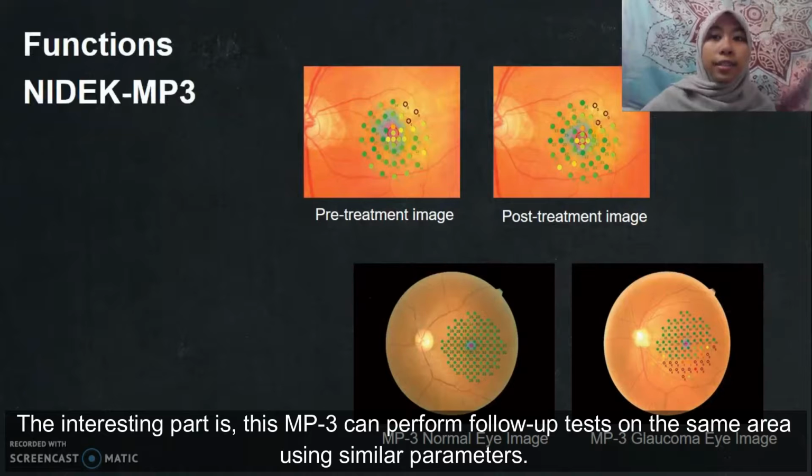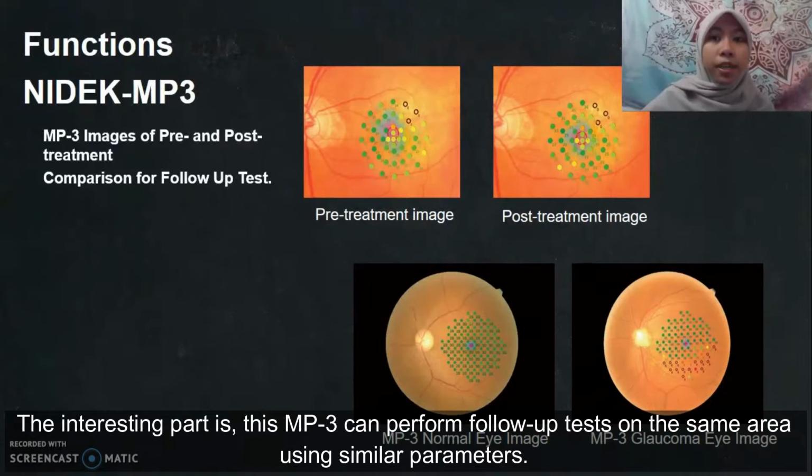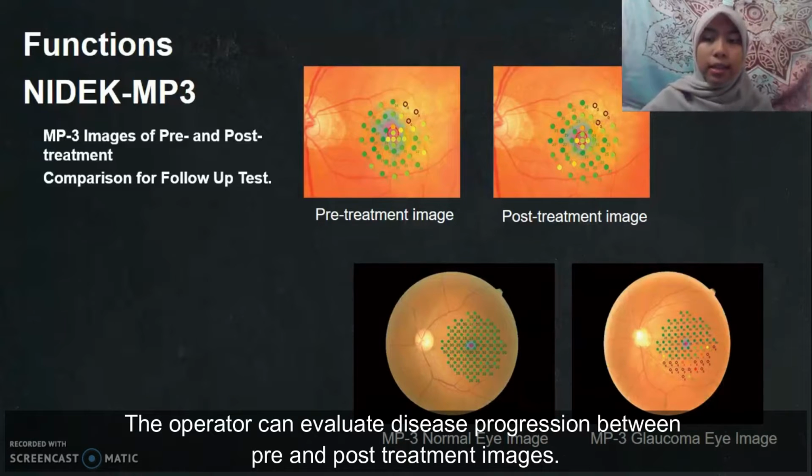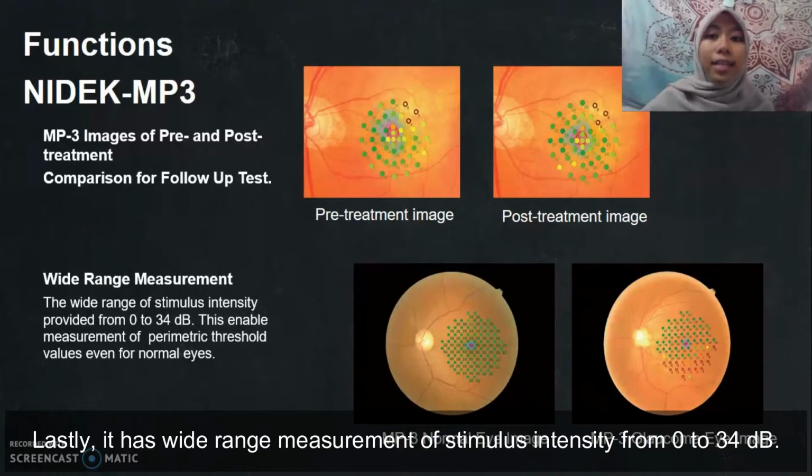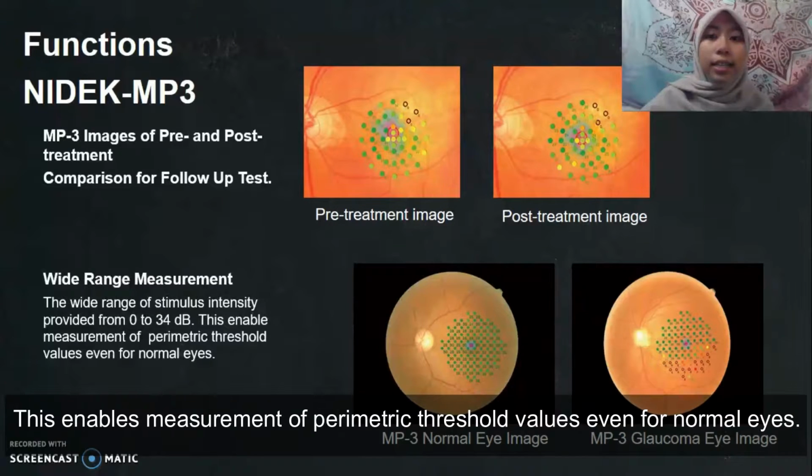The interesting part is that this MP-3 can perform follow-up tests on the same area using similar parameters. The operator can evaluate disease progression between pre- and post-treatment images. If there is any difference between both images, it will be displayed for quick interpretation. Lastly, it has a wide range of stimulus intensity measurements from 0 to 34 decibels. This enables measurement of threshold values even for normal eyes.